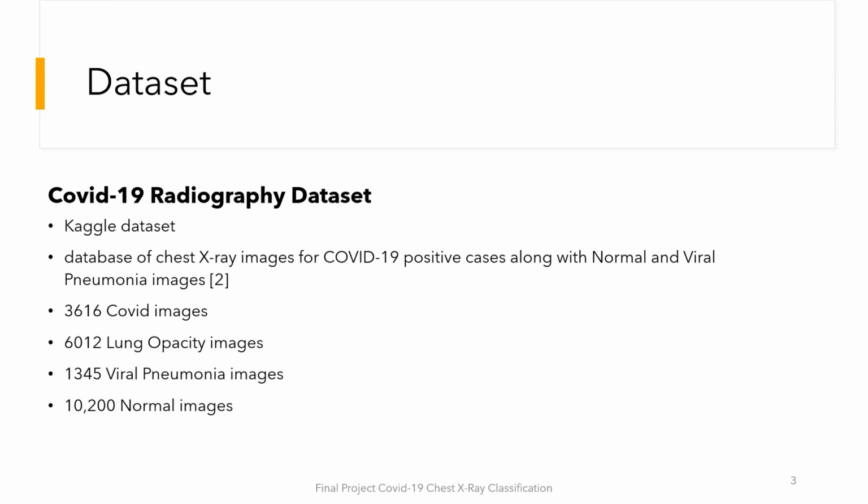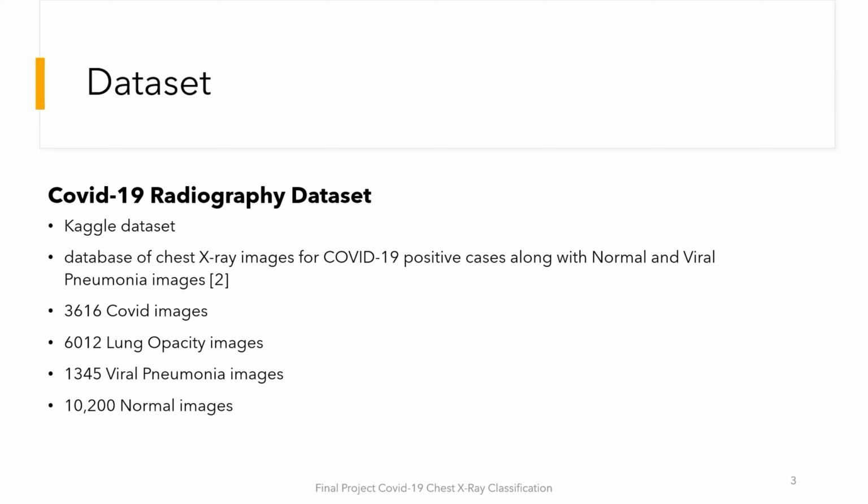The one with the least amount is viral pneumonia, and the one with the biggest amount of images is normal. So we can see here that there's a big difference between the amount per class, which for some classifiers would be an issue, since there are so many normal images compared to the other ones, which is where we bring in the supervised contrastive learning.